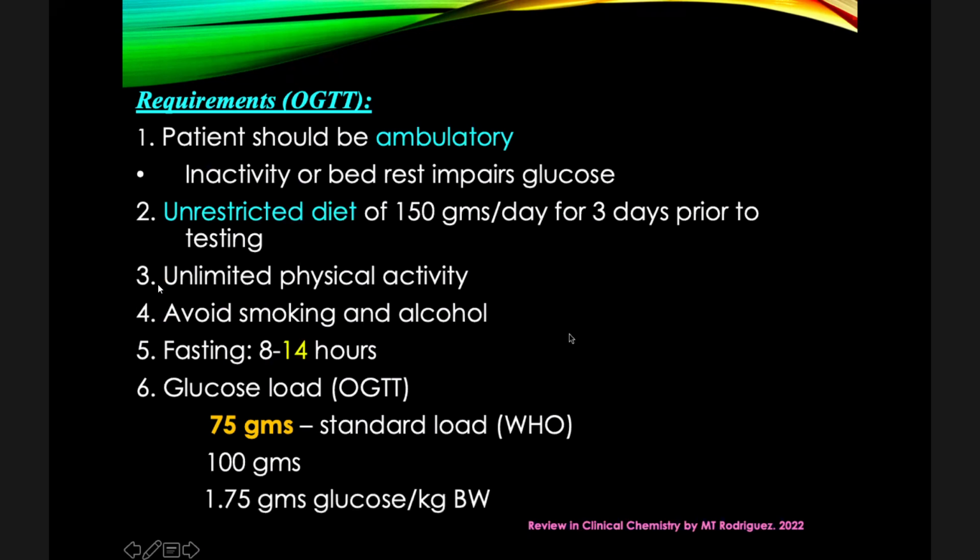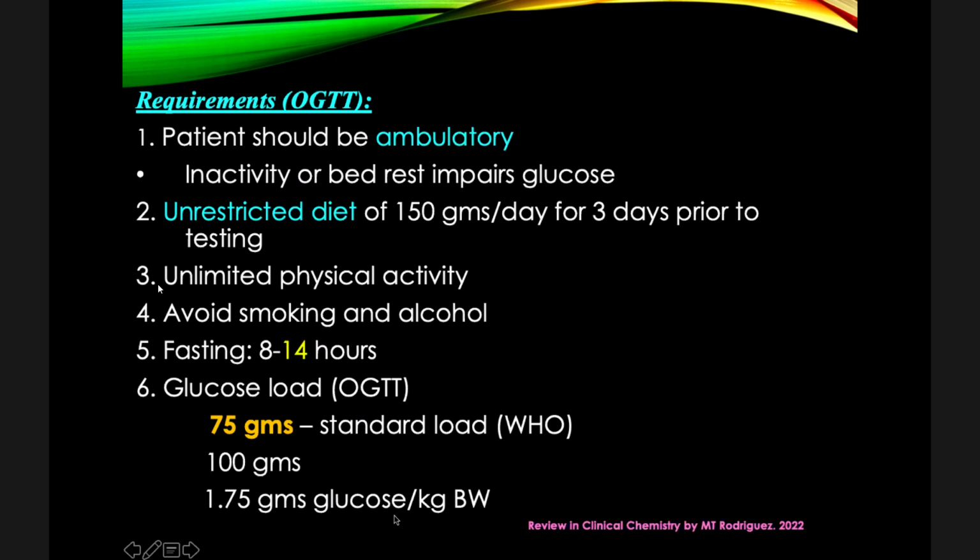Mom, what is the glucose load for standard OGTT? 75 grams because the standard OGTT is one step. That's why that is the most commonly used. However, for children, hindi po 75, hindi po 100 grams, hindi din 50 grams. 50 grams is the glucose loading priming dose or initial dose sa two-step method. Hindi yan ang ginagamit mo sa children.